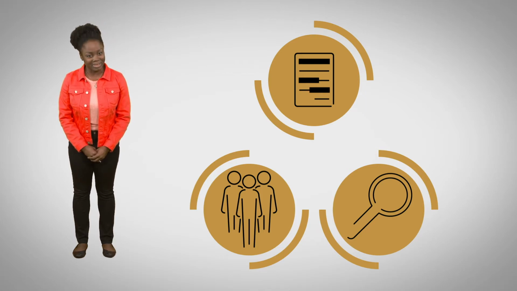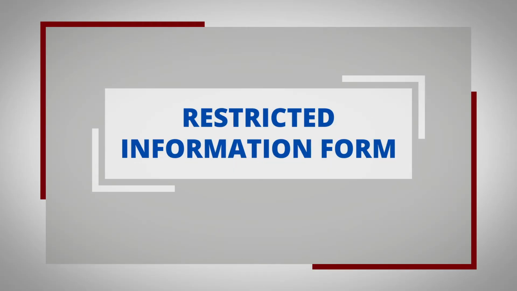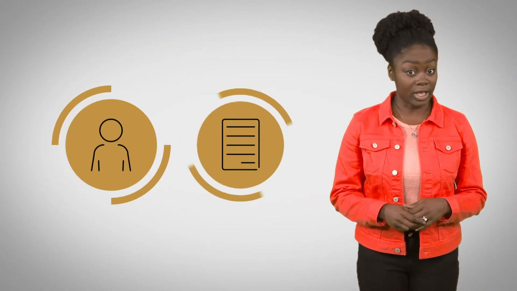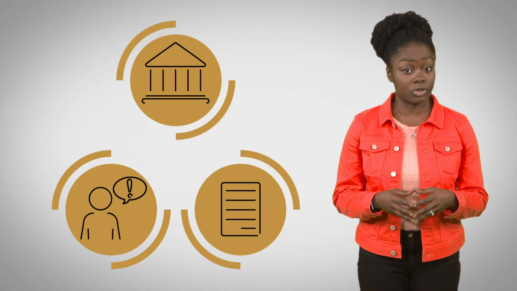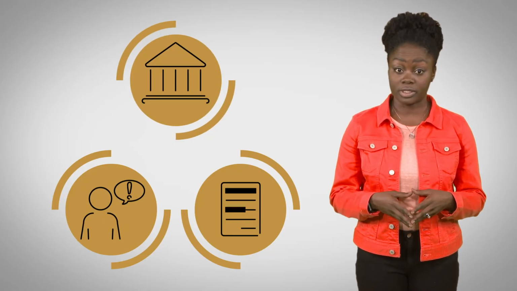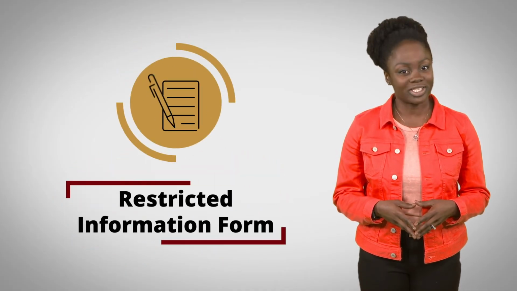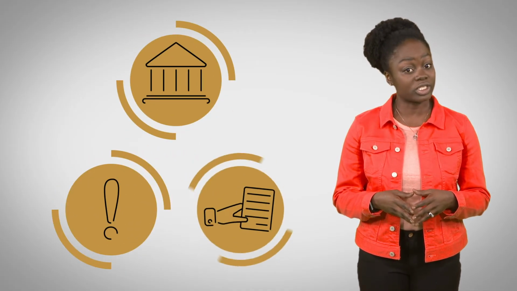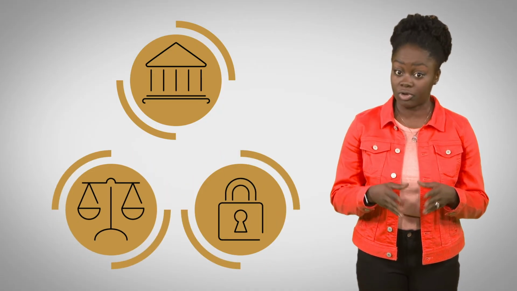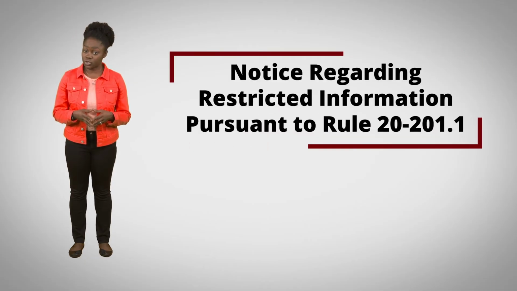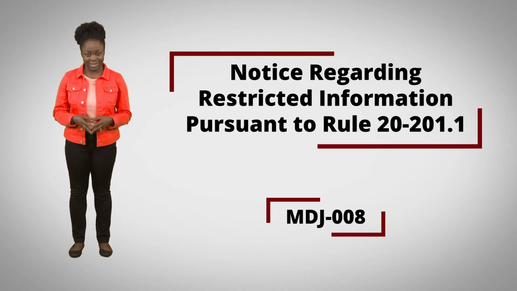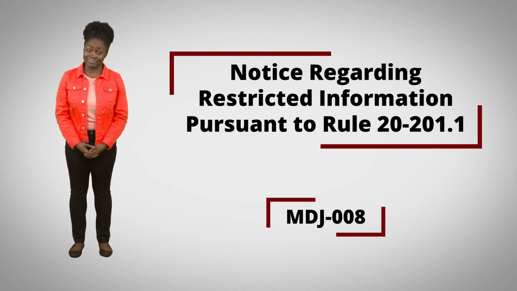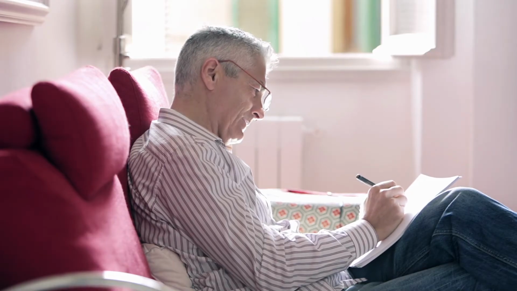Now, let's move on to the namesake of our video, the Restricted Information Form. The person filing documents with the court is responsible for letting the court know if the documents or any of their contents are restricted. Complete the Restricted Information Form to let the court know that you are submitting something that Maryland law requires the court to keep private. Officially, the court calls this document Notice Regarding Restricted Information pursuant to Rule 20-201.1. The form number is MDJ008. Wow, that is a mouthful. You might want to write this down so you can remember the name of the form when you go to find it online.